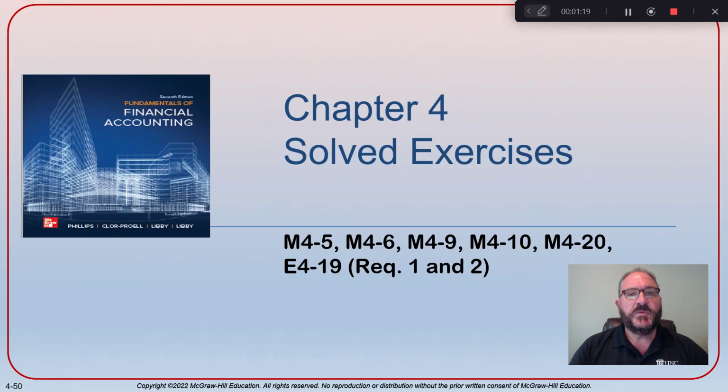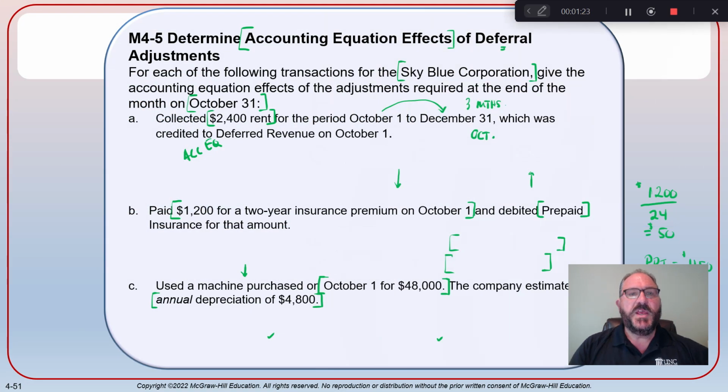All right, so now we're going to take a look at some problems here. They have some following transactions for Sky Blue Corporation. They want to know accounting effects, what adjustments are going to be made. So they collected, and this is for October 31st, they collected $2,400 rent from October 1st to December 31st. That's 3 months, which has been credited to deferred revenue on October 1st.